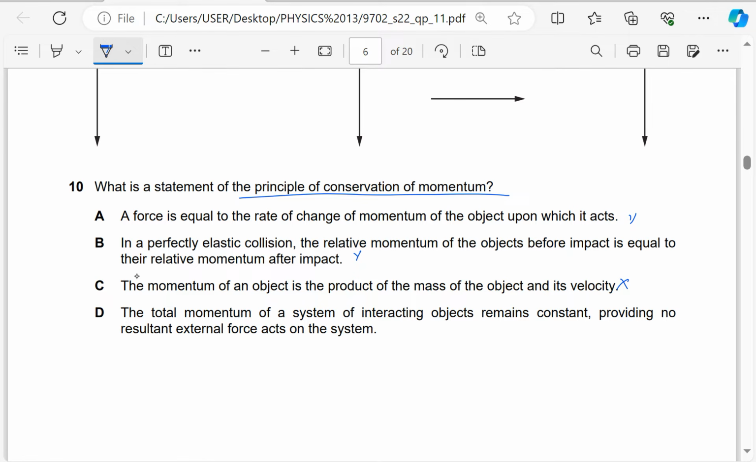Total momentum of a system of interacting bodies remains constant provided no resultant external force acts on the system. So if there is no resultant external force acting on the system, then it is an isolated system. So the answer is D.